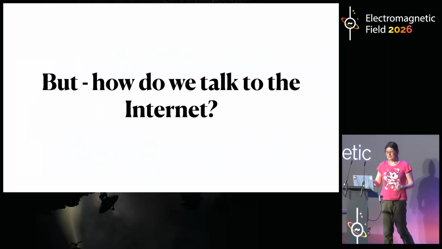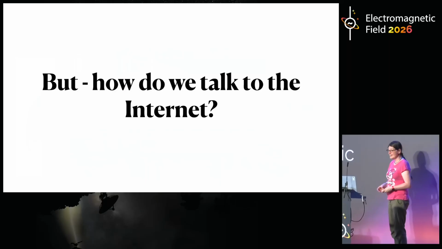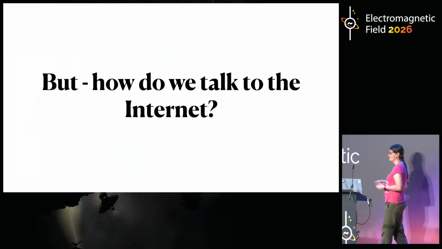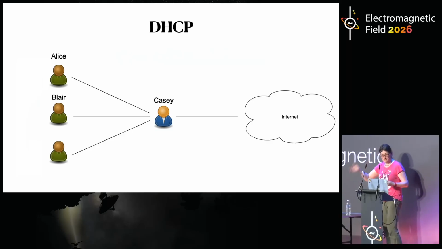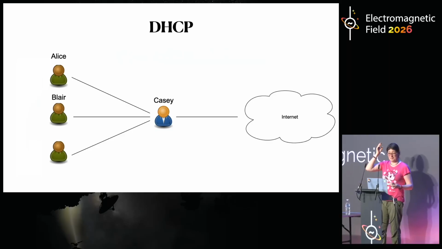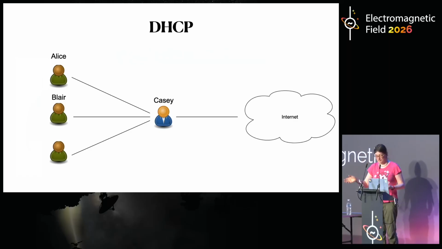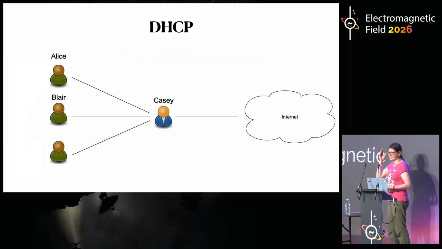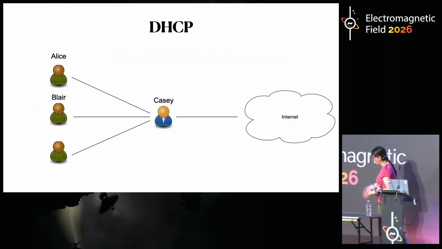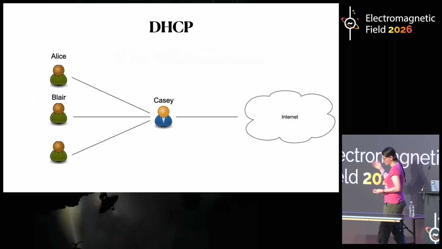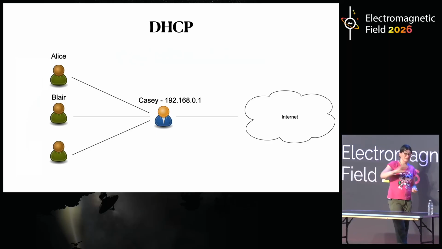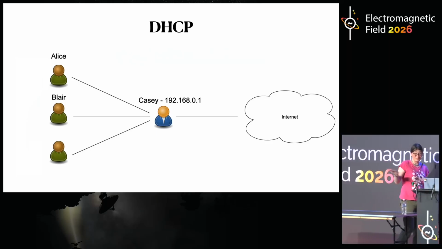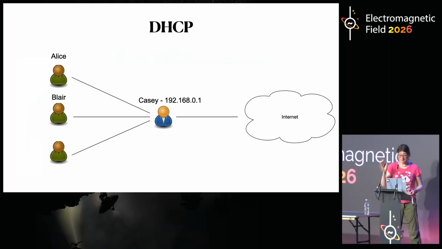But how do we talk to the internet? Let's say you are a person that shows up to class for the first time, and your teacher is connected to the internet. Your teacher needs an IP address to be able to talk to the internet. They get this from their internet provider in a way that I'm not going to go into, because there are several ways that this works, but they have an IP address.